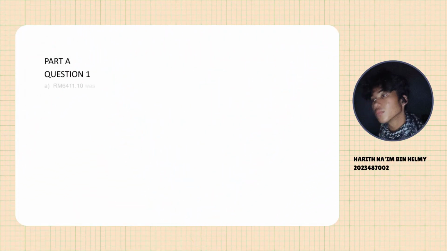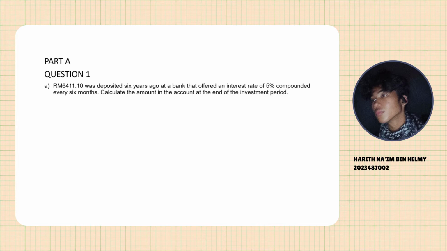Part A, Question 1. RM6,411 and 10 cents was deposited 6 years ago at a bank that offered an interest rate of 5% compounded every 6 months. Calculate the amount in the account at the end of the investment period.